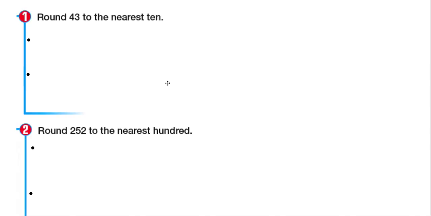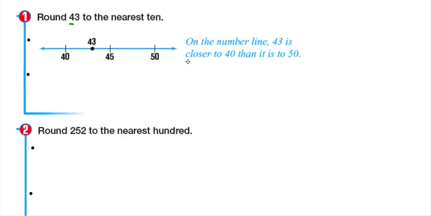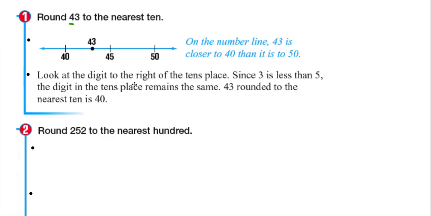In the next example, we want to round 43 to the nearest tens place, and we know that the digit 4 is the tens place. On the number line, 43 is closer to 40 than it is to 50. And if we look at the rules for rounding, look at the digit to the right of 4, and that is 3. According to our rule, if the digit to the right is 0, 1, 2, 3, or 4, the digit remains the same. The number 4 remains the same. So since 3 is less than 5, the digit in the tens place remains the same. 43 rounded to the nearest 10 is simply 40.